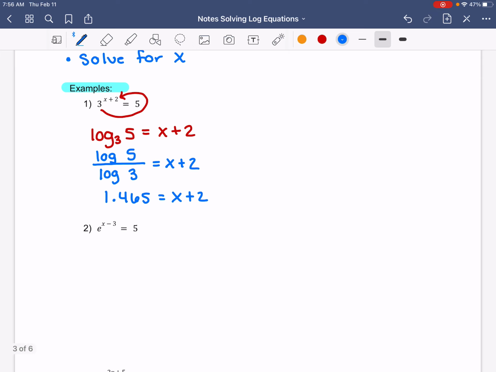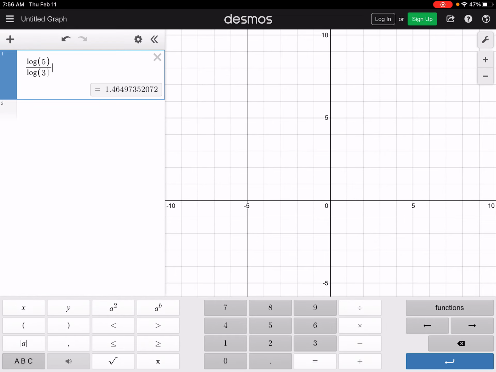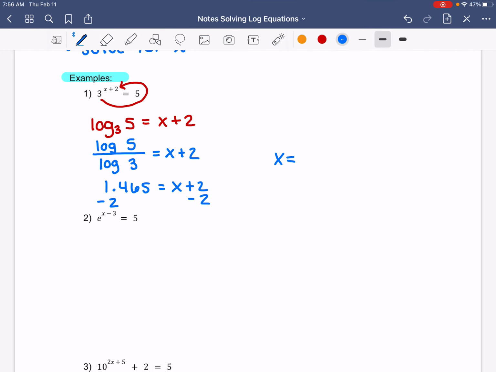Now we're going to solve for x. To get x by itself, we're just going to subtract 2 on both sides. So I get x equals, I'm just going to go up here and write minus 2, and it'll give me my answer. Negative 0.535. Remember, it's an approximation because we had to round our decimal. But if I raise 3 to the power of negative 0.535 plus 2, it should equal 5.